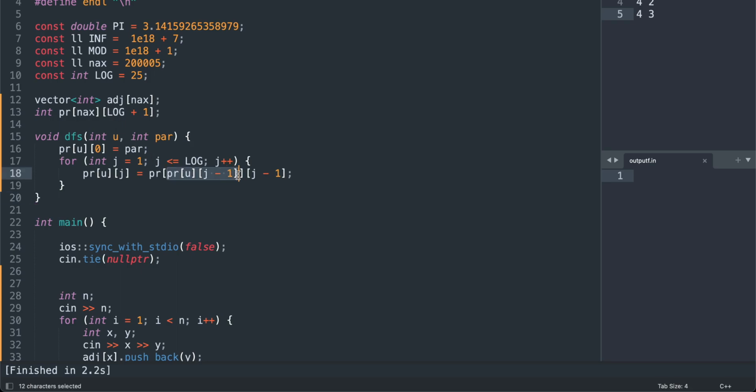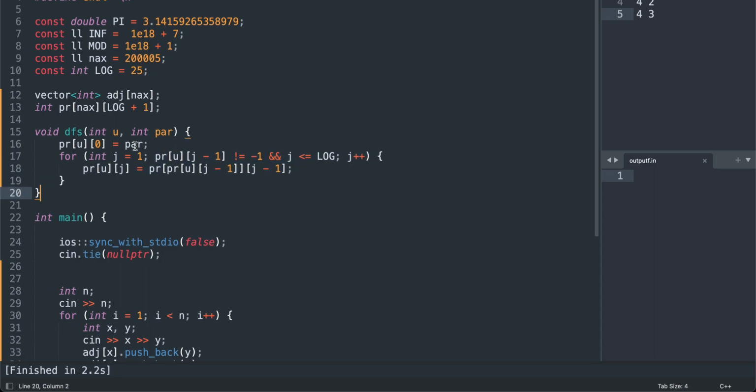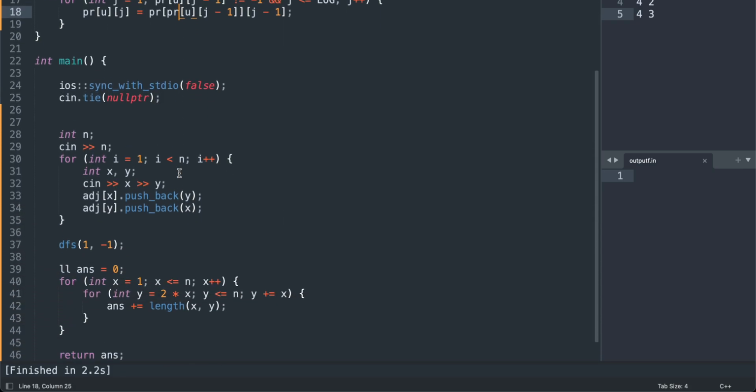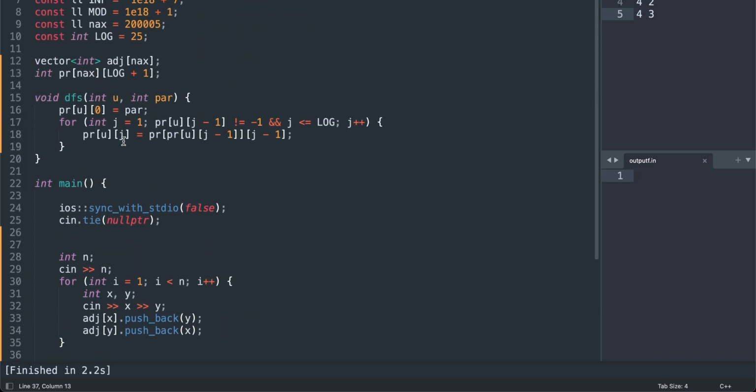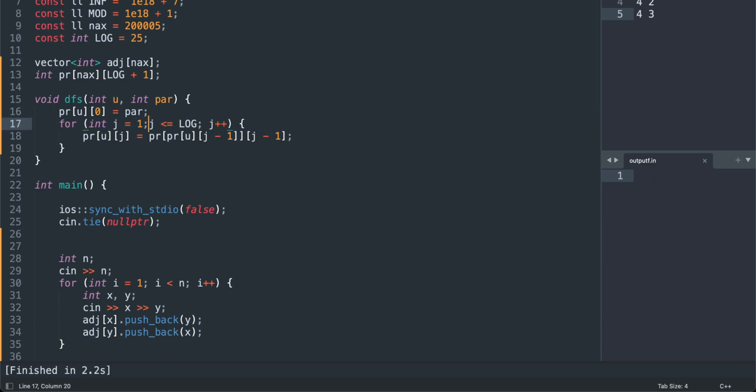But what if parent is minus 1? So let's add this value. I can only calculate the jth parent if and only if the j minus 1th parent is not equal to minus 1. It should not be minus 1, otherwise everything has minus 1, minus 1. Or let's make it 0. Okay, this is not required then. We can safely go. The direct parent of u is 0 only.